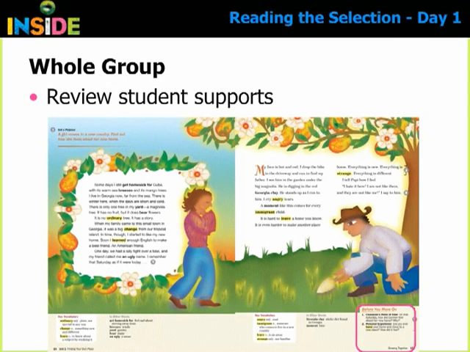Students will also see frequent opportunities to monitor comprehension as they read and before you move on. As Ms. Parker moved through the units in Insight, she found that she only needed to review these supports every once in a while just to make sure her students were using them to support their reading.